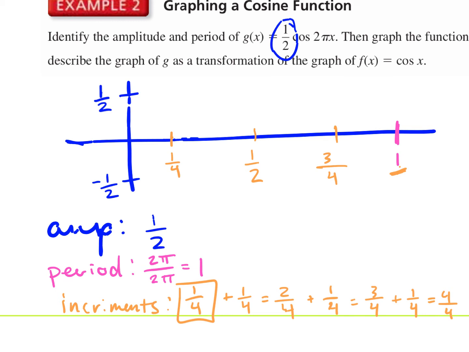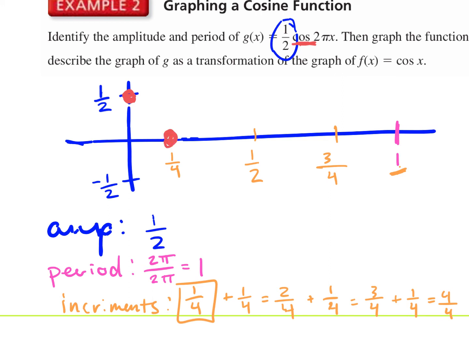So here we have our cosine graph. Cosine graph starts at what? 1, but it starts at our amplitude, which here it's 1/2. So we can't go any farther past 1/2, so now we just have to go down. So we would go down to 0.